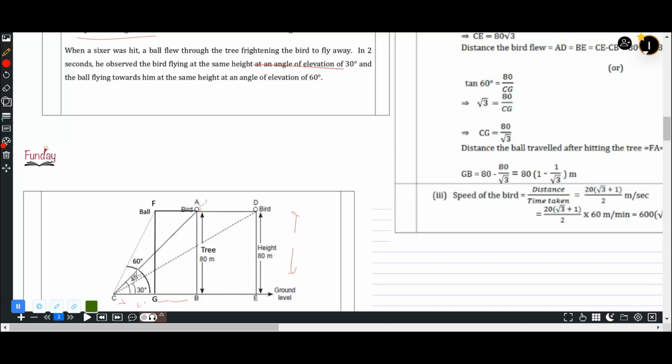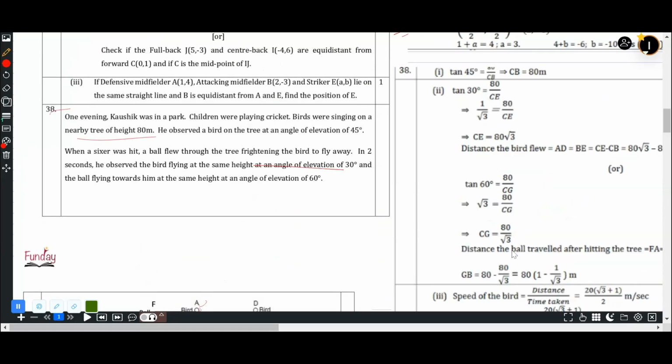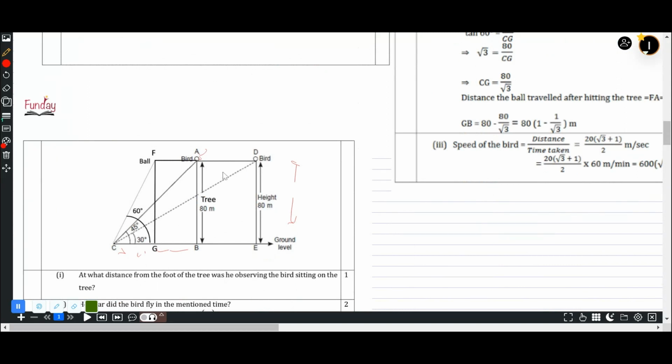That means you have got one tree height, so here you get CB. How they have done is we have solved it here. Tan 30 is equal to 80 over CE. Tan 30 is that 80, the height remains same because the bird was flying at the same height, 80 over CE.